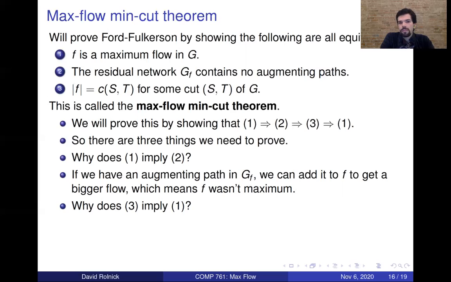Suppose that we have 3. So the value of the flow equals the capacity of some cut. Could there be a larger flow? Could 1 be false, supposing that 3 is true?